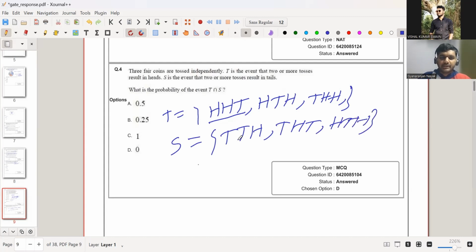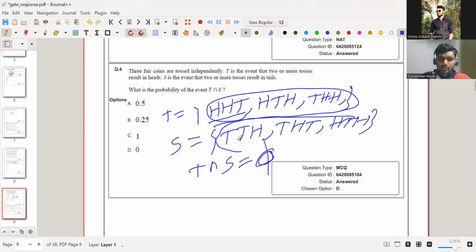So if you find T intersection S, that is phi. Okay, phi means it is the empty set. So here you find T intersection S is 0. So what is the probability of T intersection S? So the probability of T intersection S is also 0. So option D is correct. So we proceed for next.